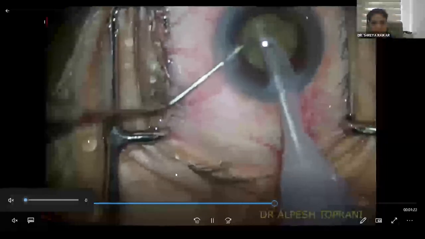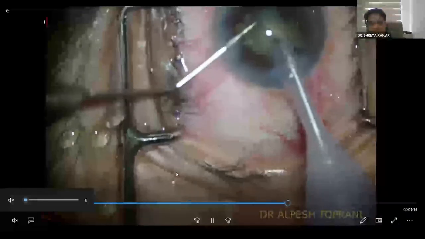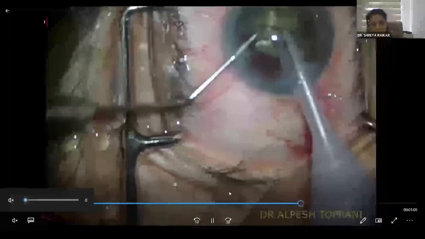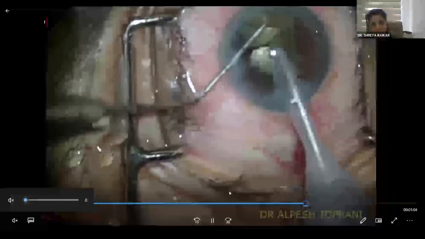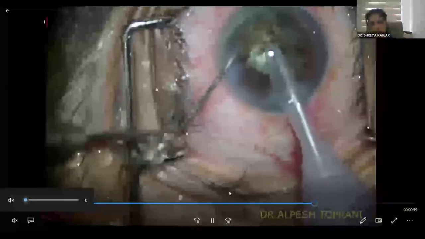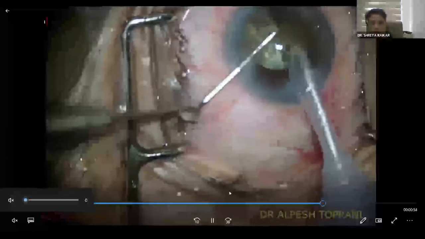Once the nucleus is divided into four to five quadrants, the pieces can be emulsified. To protect the endothelium, another consideration is that initially we have to create a crater so that there is good adequate space between the phaco probe and the endothelium. In our case, phaco emulsification was done without any complications to the endothelium, posterior capsule or any other intraocular structures like the iris.